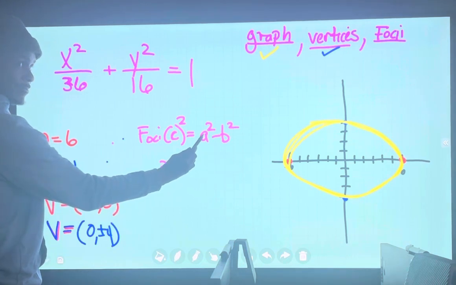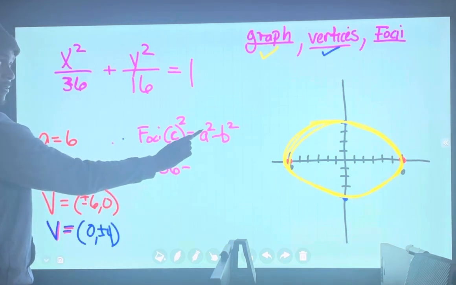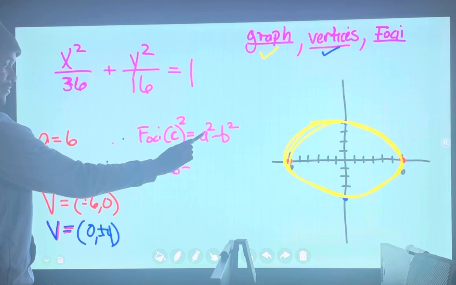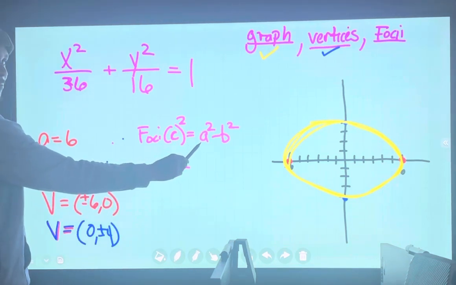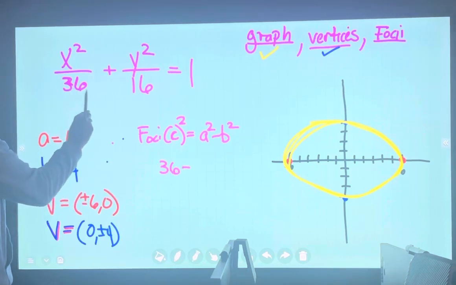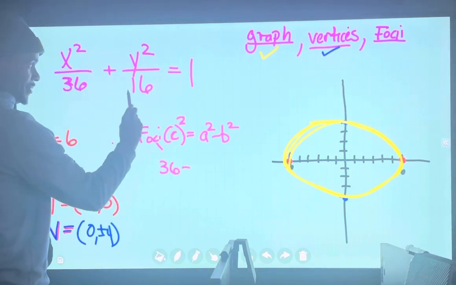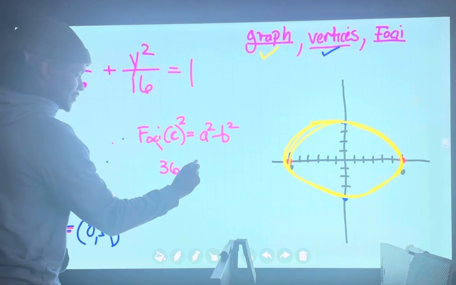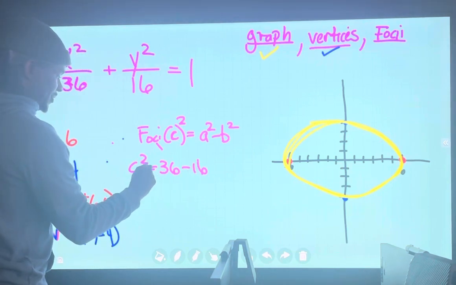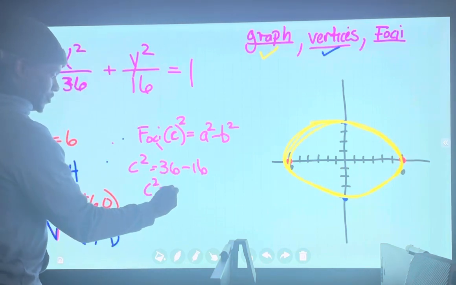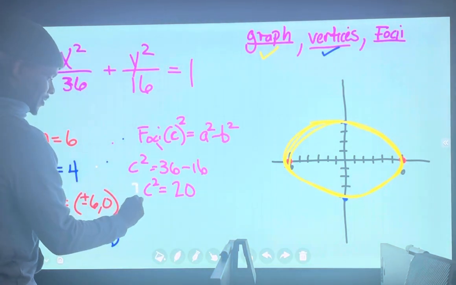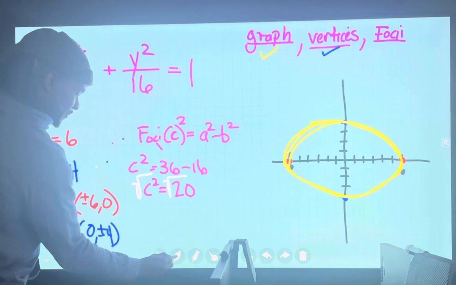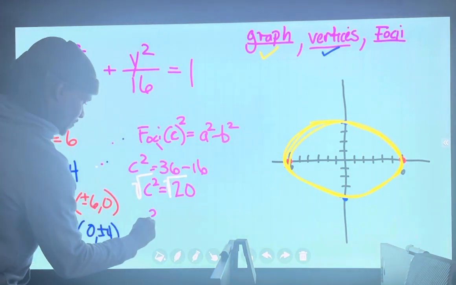Why did it go from this to this to this? What's A squared? What is A squared, Ruth? A squared is 36. Oh, okay. So what's your, minus 16. Oh, I see. So C squared equals 20, and then we have to do what to it? Take the square root. Yeah. So now our foci, I was one step ahead.